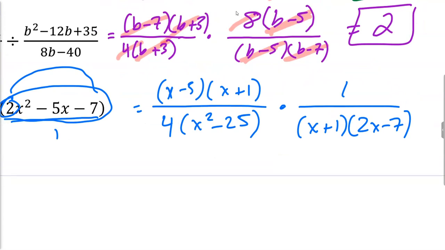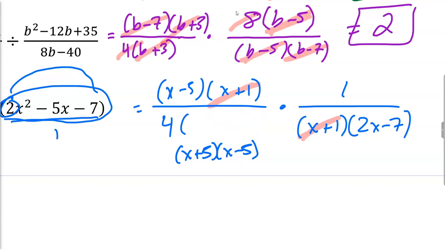Hang on, Maddie has something to say. Right now we only have that to cross out. What can you do? What is this right here? X squared minus 25? It's a perfect square. We can keep factoring that, and it gives me an x plus 5 and an x minus 5, and then I could cross off more things.